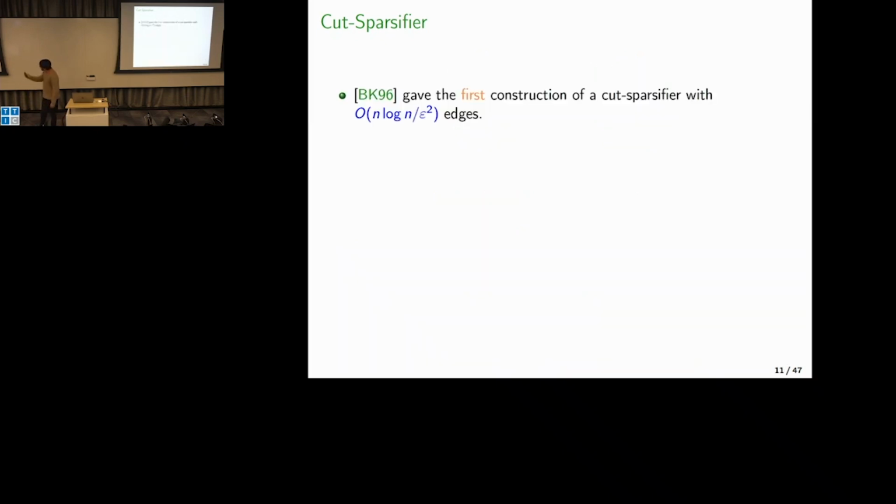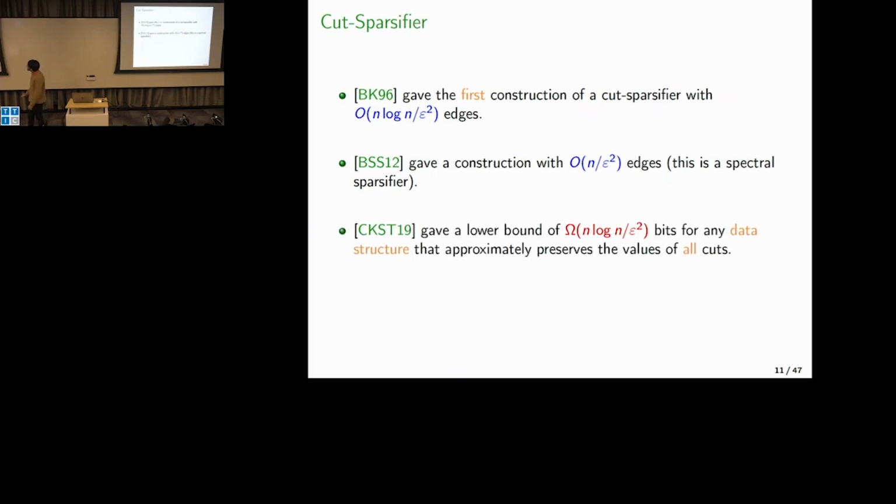Okay. So Benczúr-Karger gave the first construction, and they came up with a sparsifier of n log n over epsilon square edges. And then Batson, Spielman, and Srivastava improved this and got rid of the log factor. And this is even a spectral sparsifier. We won't be talking about this today, but they even give stronger guarantees. And this is really understood down to the log factors.